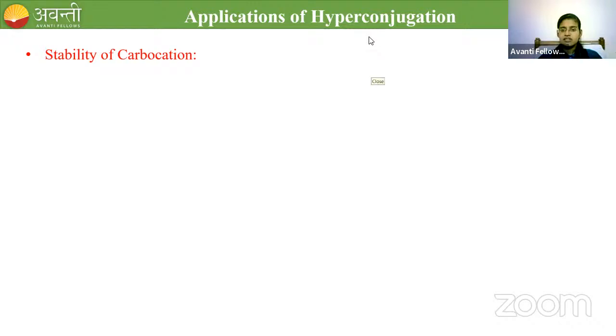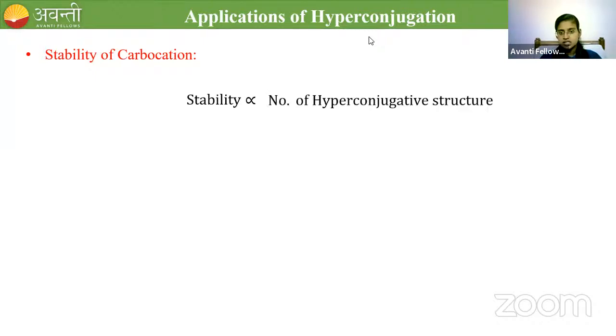Hyperconjugation and hyperconjugative effect are more or less the same, my dear. Talking about stability, I told you that the tertiary carbocation is more stable. In terms of hyperconjugative structures, stability is directly proportional to the number of hyperconjugative structures. If a compound can give more hyperconjugative structures, then that compound will be more stable. Based on that, we can solve this.